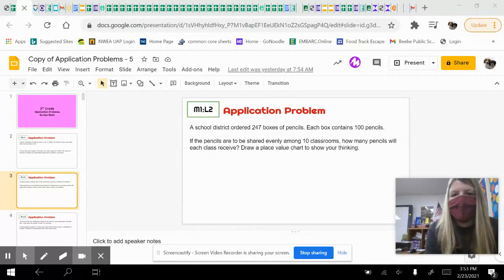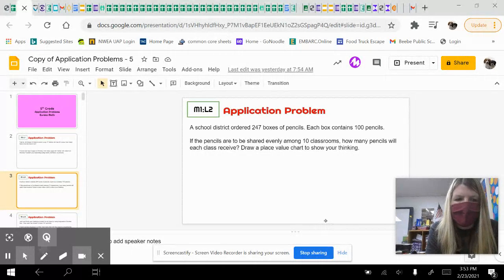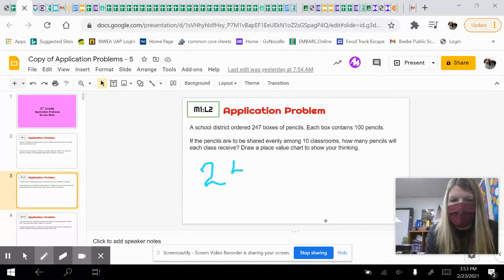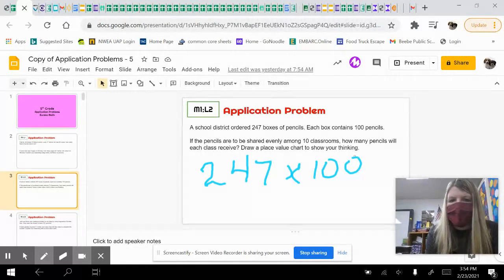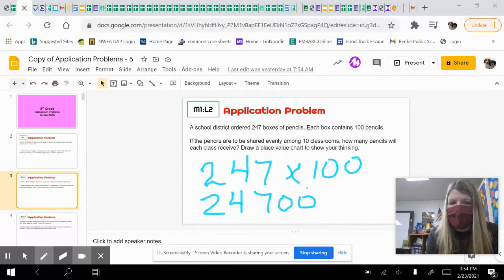All right, so the first thing, we want to see how many pencils we have. So I'm going to multiply the 247 boxes times the 100 pencils. So that's going to give me 24,700 pencils. So that's a lot of pencils, but I think y'all could go through these pretty quickly. And so, that's not the end of the problem. That's just how many pencils we have.